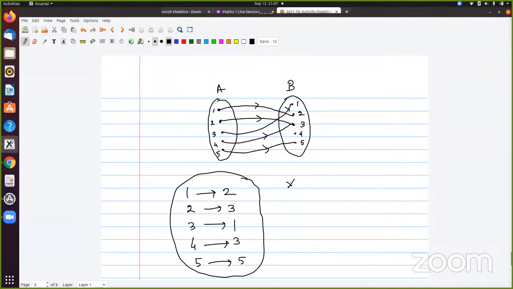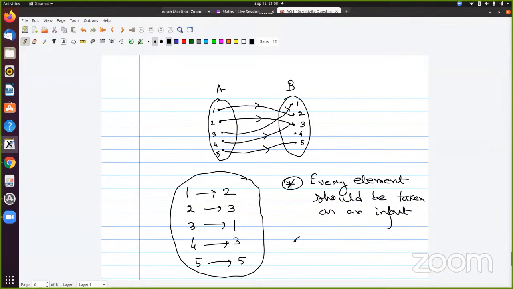So two important conditions are there. Every element should be mapped somewhere. I mean, every element should be taken as an input. That is the first condition. And the second condition is further more important. One element cannot go to two different outputs. So one input cannot give two different outputs.